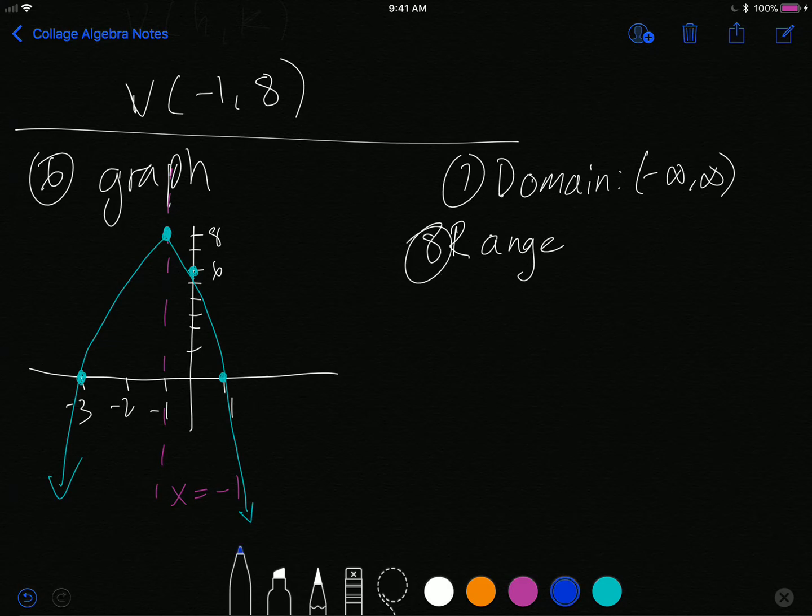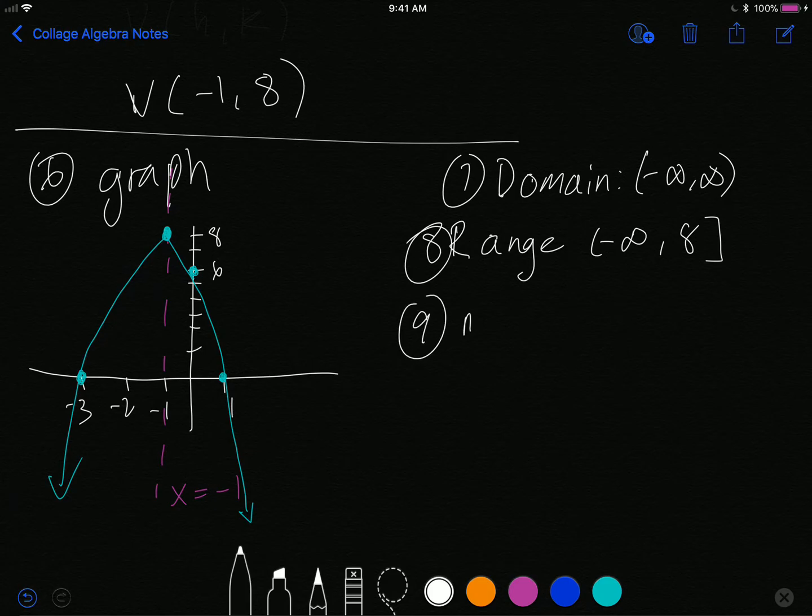Well, clearly the graph is going down forever. So the lowest y value is -infinity, and the top right here, the y value is at 8. And so my range will be from -infinity to 8. Remember, in interval notation, you always give the smallest number first. -infinity is definitely smaller than 8.